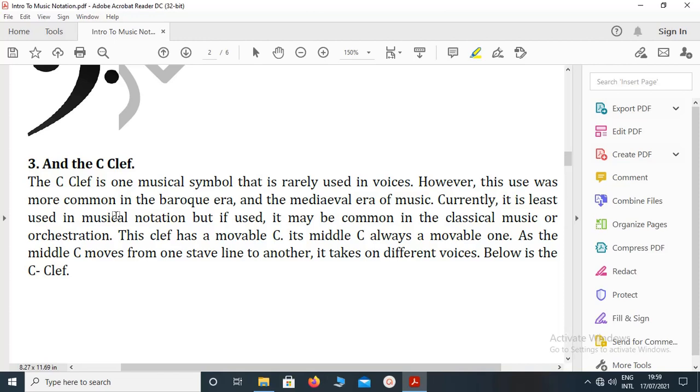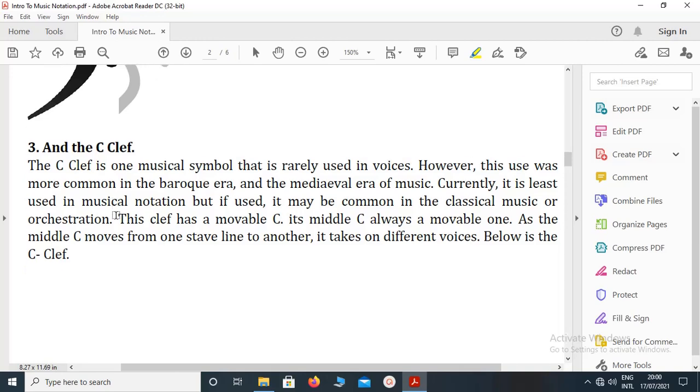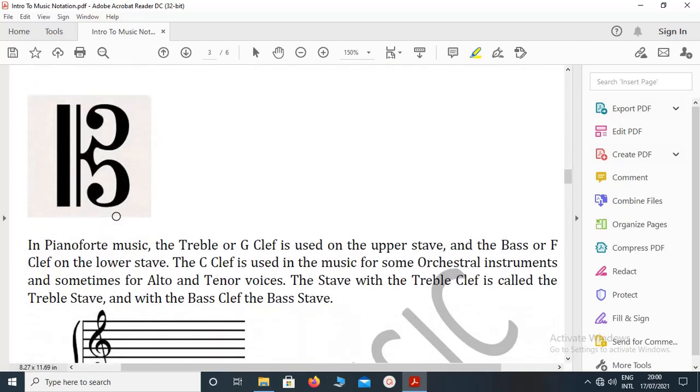It may be common in classical music. This clef has a movable C. Its middle C is always a movable one. As the middle C moves from one stave line to another, it takes on different voices, and this is how it looks. In most cases, this is how it looks. So the area that we know as the movable C is this point.